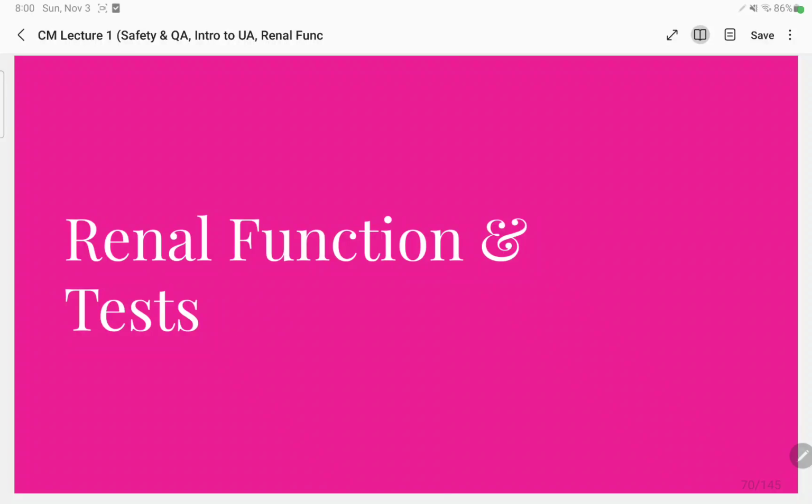Okay, so now we will proceed to renal function and tests. This is the second to the last of my topics. So, renal function and tests. Of course, what comes to your mind if you hear renal? Kidneys. Our kidneys.